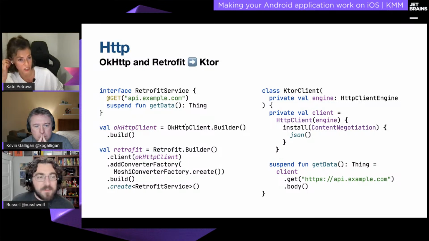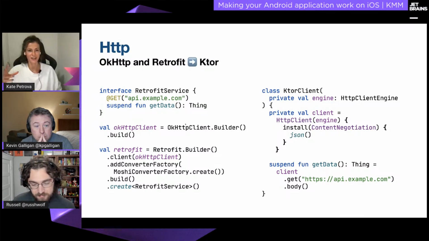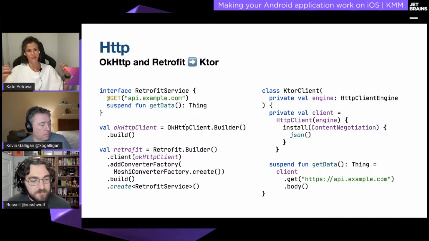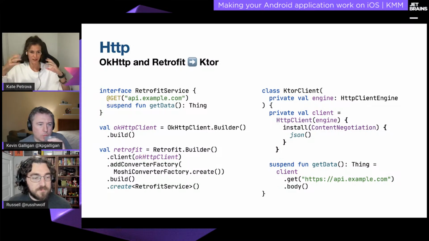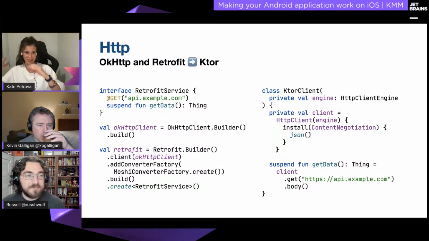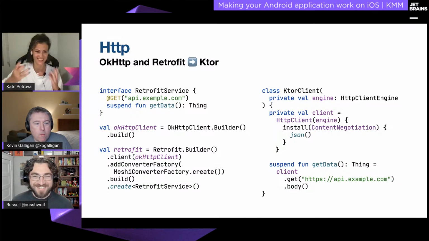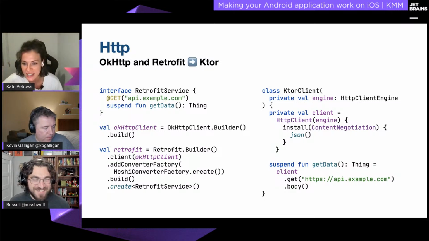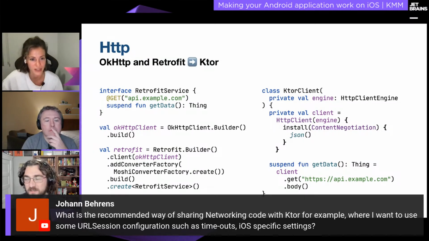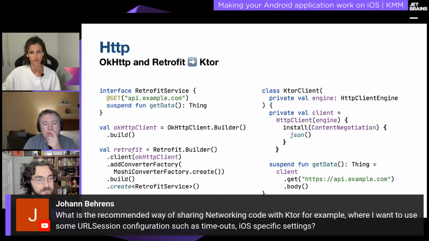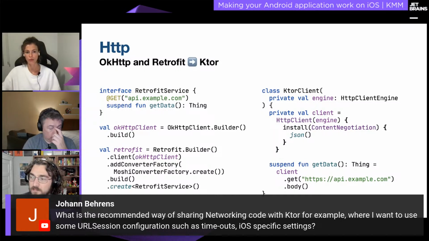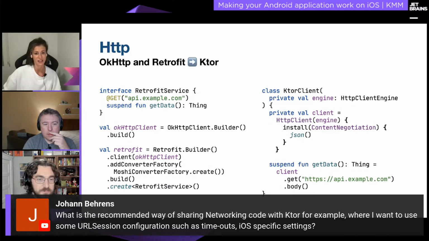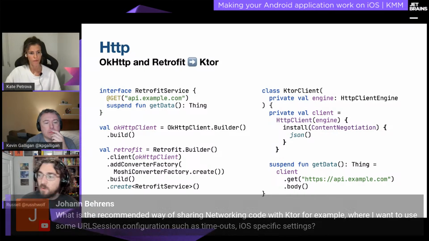I have a short question regarding Ktor. It looks like you've prepared your slides so that we have questions directly related to them. Yeah, okay. So here is the question. What is the recommended way of sharing network code with Ktor, for example, where I want to use some URLSession configurations such as timeouts, iOS specific settings, and so on?